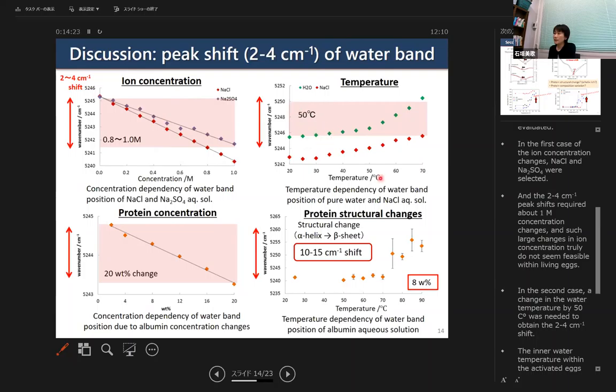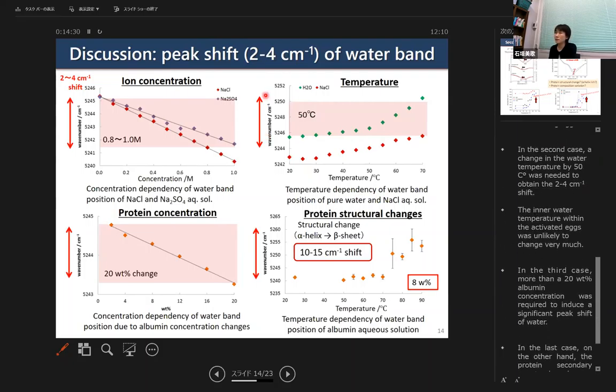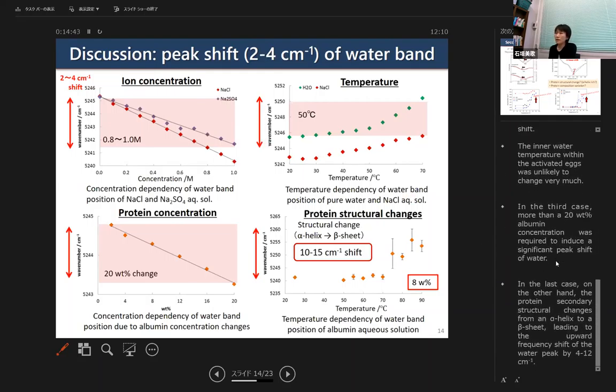In the second case, a change in the water temperature by 50 degrees centigrade was needed to obtain a 2 to 4 wave number peak shift. The inner water temperature within the activated eggs was unlikely to change very much. In the third case, more than a 20 weight percent albumin concentration was required to induce a significant peak shift of water. In the last case, on the other hand, the protein secondary structure change from alpha helix to beta sheet led to an upward frequency shift of the water peak by 10 to 15 wave numbers.